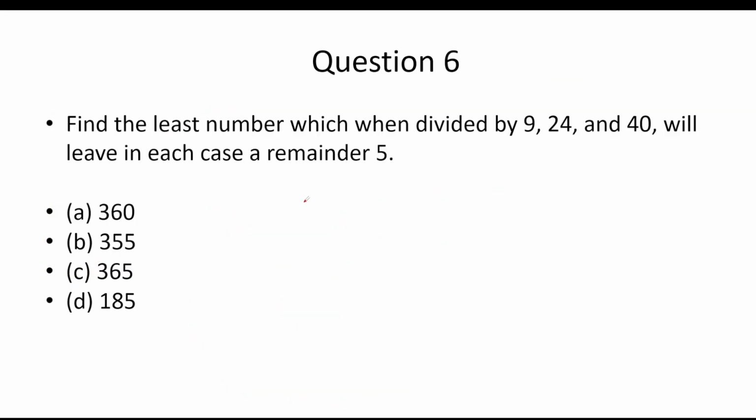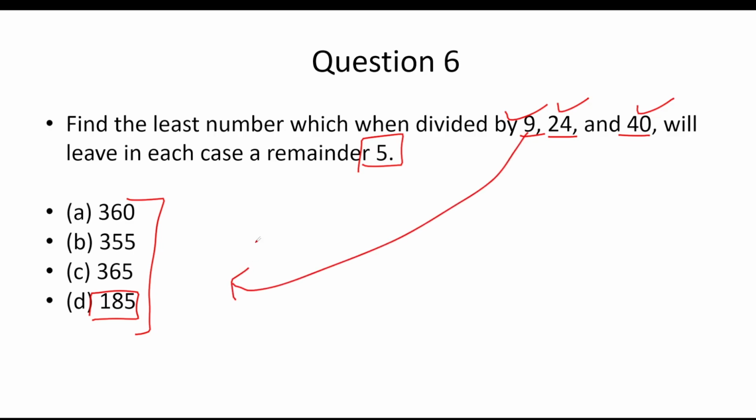Next question. Find the least number which when divided by 9, 24 and 40 will leave the remainder 5 in each case. So what is the least number? Always you can start with a small number. 185, is it giving the remainder 5 when divided by all these 9, 24 and 40? No, because it is giving the remainder 5 when divided by 9, but in other cases it is not giving the remainder 5.